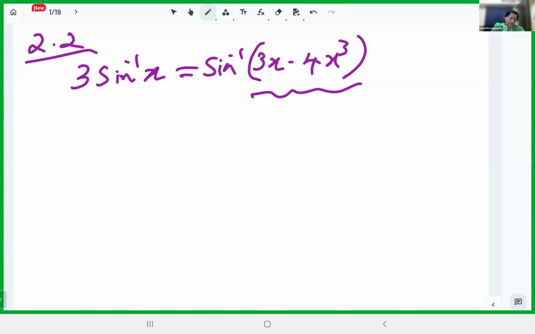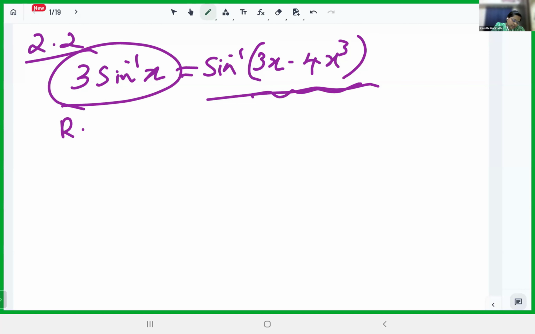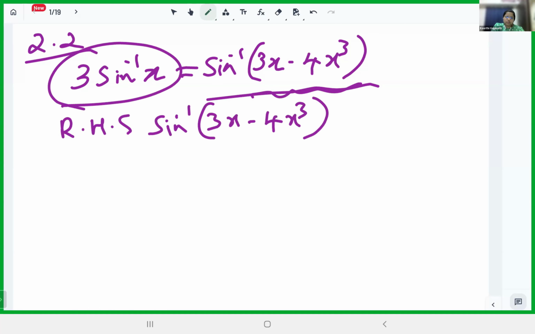So we are going to consider the RHS of this particular question. Why are we considering RHS? Because here it is 3 sine inverse x, and we don't have to reduce that side. So here only we can apply the identity. I'm starting with RHS. That is sine inverse of 3x minus 4x cube.